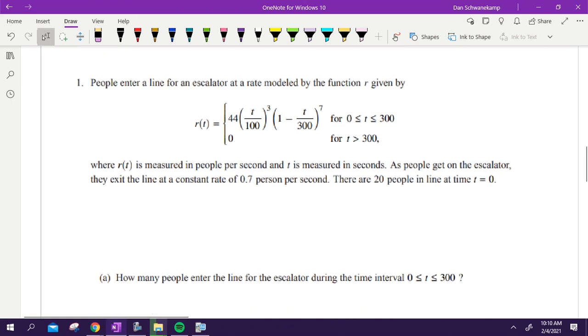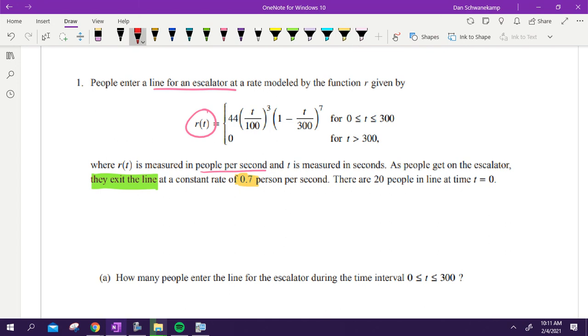Go to the backside. Stay with me. I got to go fast because I take too long on the front side. People enter a line at an escalator modeled by R of t, where R of t is measured in people per second and t is measured in seconds. As people get on the escalator, they leave the line at a constant rate of 0.7 people per second. This part right here really frustrates people. We'll get to it. There are 20 people in line at t equals 0.